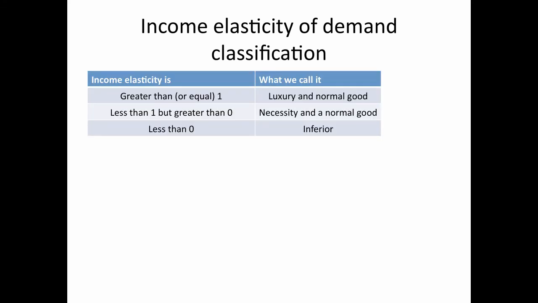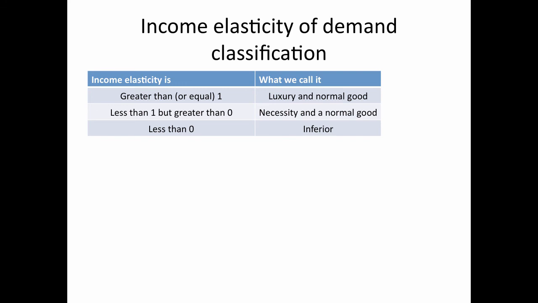This table summarizes what we call different types of demands depending on the size of the elasticity, of the income elasticity. If the income elasticity is greater than 1 or equal to 1, we call that the demand for that good either a luxury or a normal. That is, a luxury good or a normal good. And the idea here is that a 1% change in income leads to a more than a 1% change in the demand for that good.